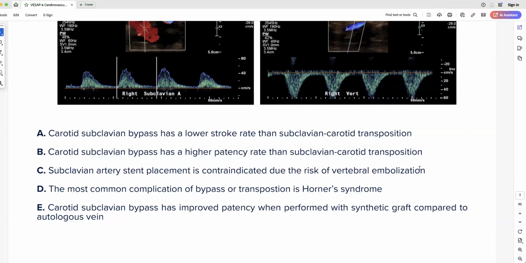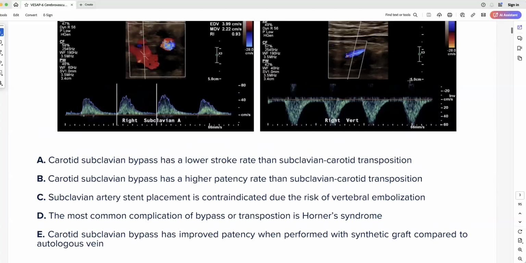I just have a small comment regarding this question. If this question was in the European board, the candidate should say, I need to see the angiogram before making any decision regarding treatment. Because here he got a scenario and he got a duplex image.